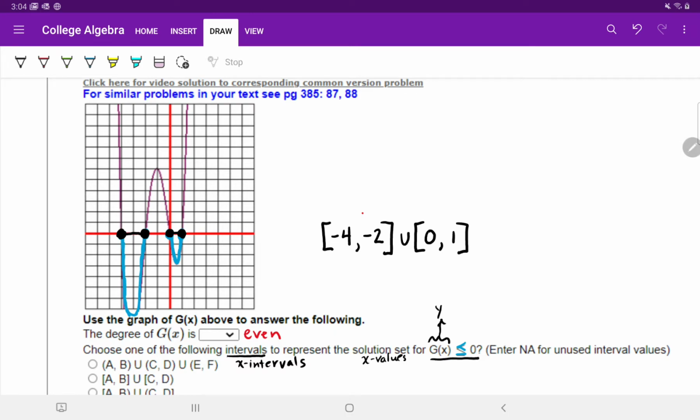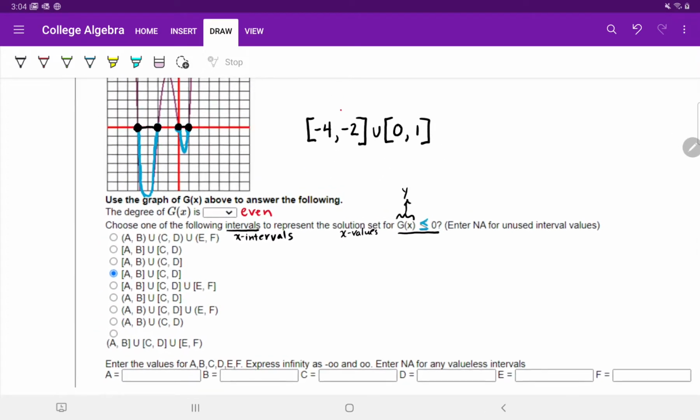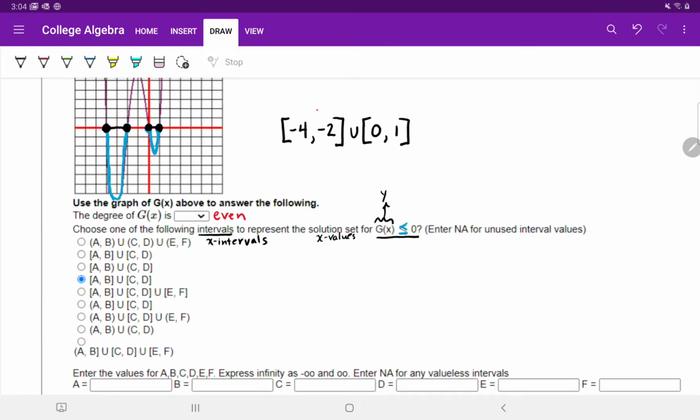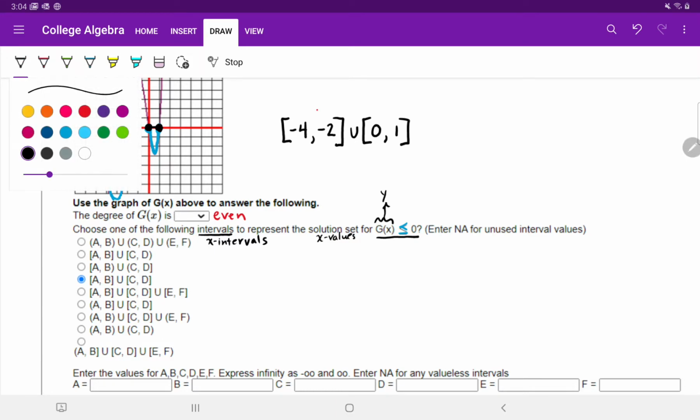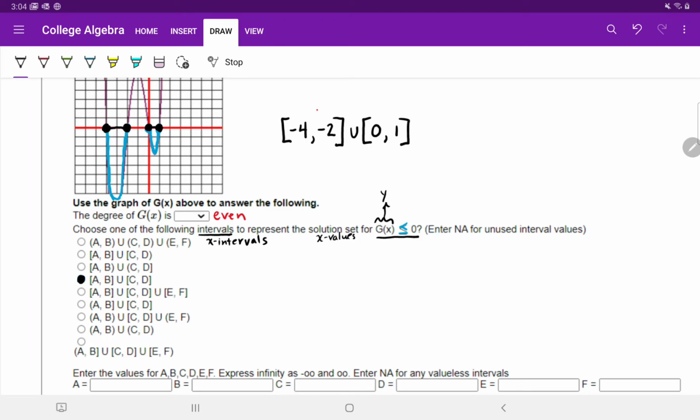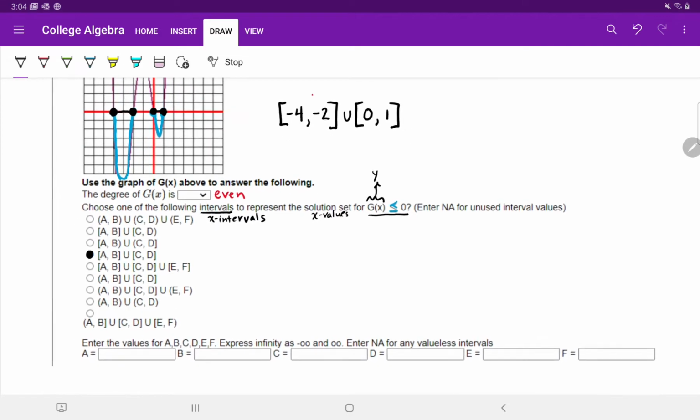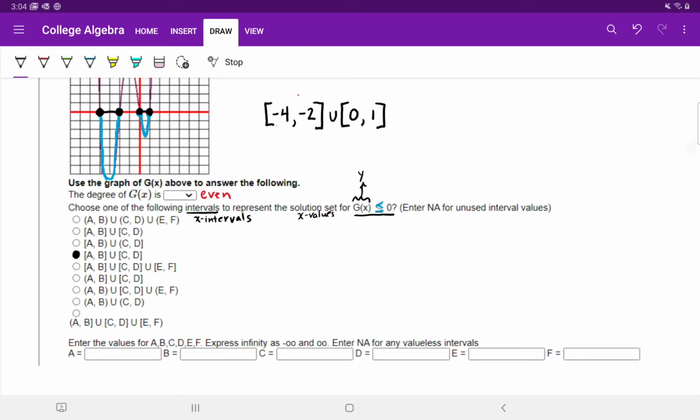So when we're going to select an answer, make sure you choose the answer that has the right number of chunks, so to speak, and the right brackets on the outside. So we're going with this third one right here, bracket A B union bracket C D. But now we also have to fill in what A, B, C, and D are. So our A is -4, our B is -2, our C is 0, and our D is 1.